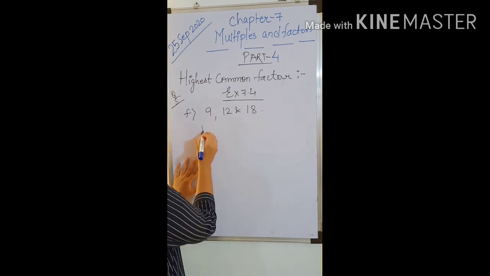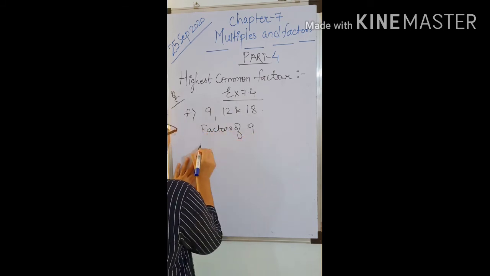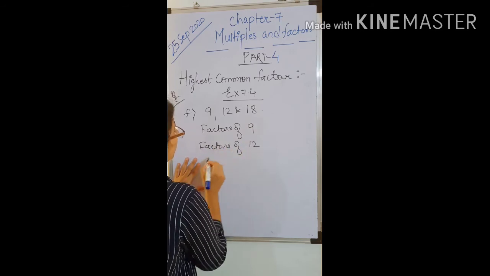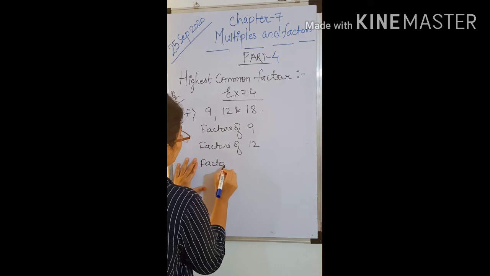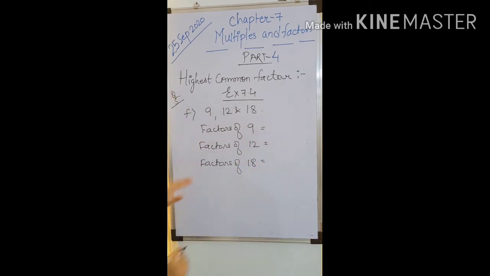So the first step will start with the factors of 9. Let us have the factors of 9. Then we'll have the factors of 12. At last we'll have the factors of 18. So let us start with the factors of 9, 12 and 18.